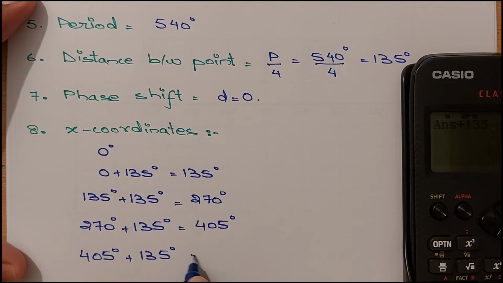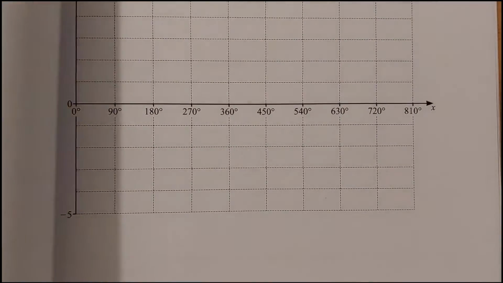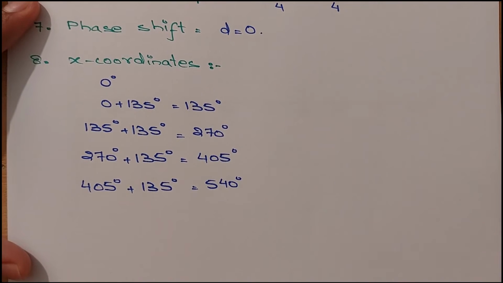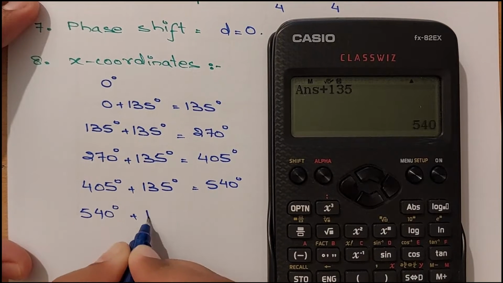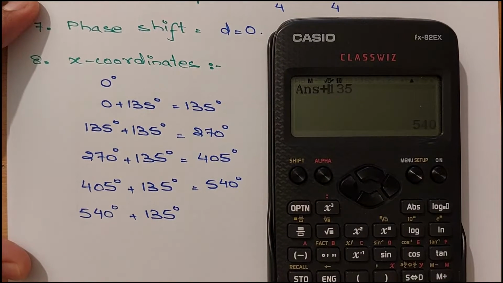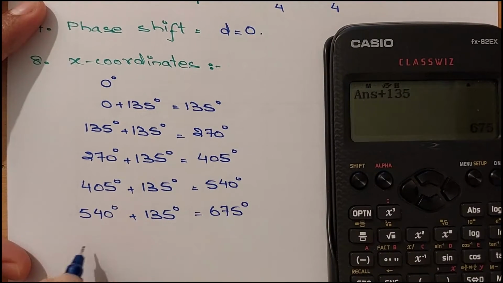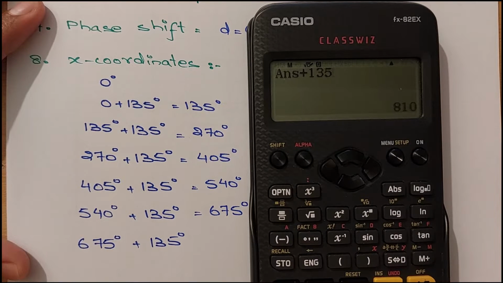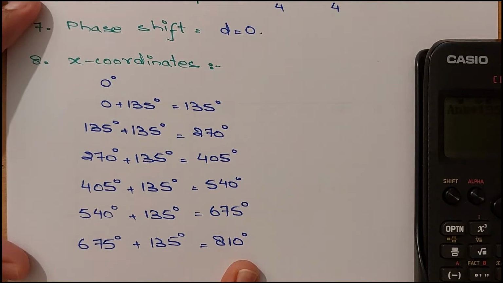405, add 135, 540, one complete period. But the domain we have been given is 810, so we have to go forward. Let's see the rest of the points. In 540 add 135, 675, and 675 plus 135 is 810. Yes, now we have to stop here, since the domain is 0 to 810. So these are the x coordinates.